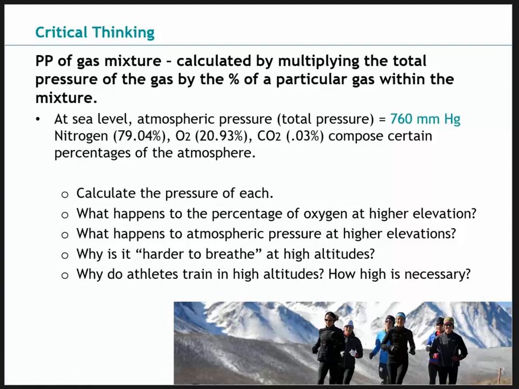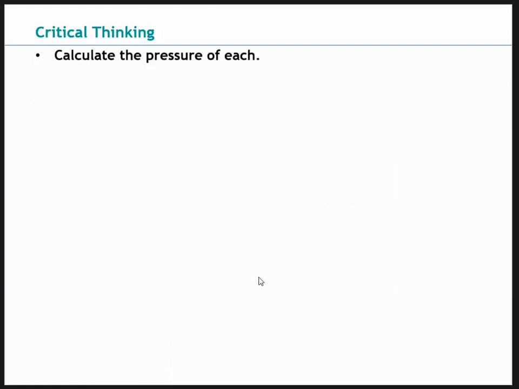What happens to the percentage of oxygen as we go to higher elevations? Let's say we go to Colorado. What happens to the percentage? Also, what happens to the pressure at higher elevations? Let's say Colorado. Why is it harder to breathe the higher we go in altitude? And then why do athletes train at high altitudes, and how high is necessary? So here we go. All right, so calculate each pressure.